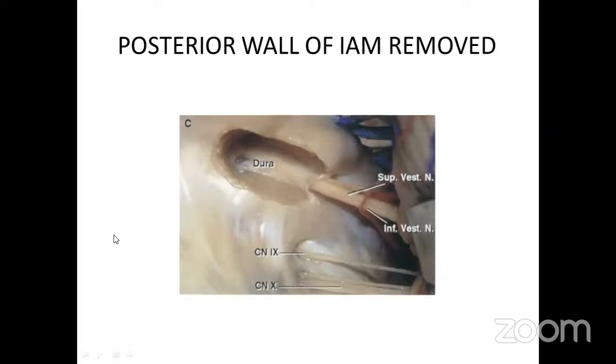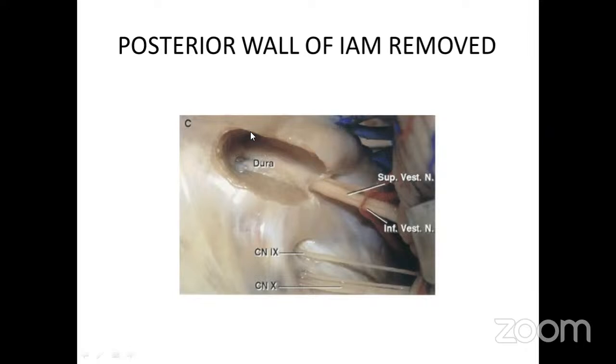So now this view shows the posterior wall of the internal acoustic meatus is removed. This is the dura, and after opening the dura, we can identify the superior complex, that is the superior vestibular nerve and the facial nerve. And this canal is known as the jugular foramen. So we can appreciate here the relationship of the internal acoustic meatus, the jugular foramen, and if we see superiorly here, this is the Meckel's cave.